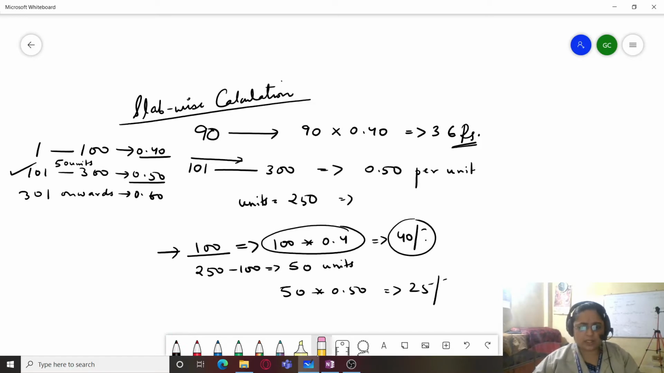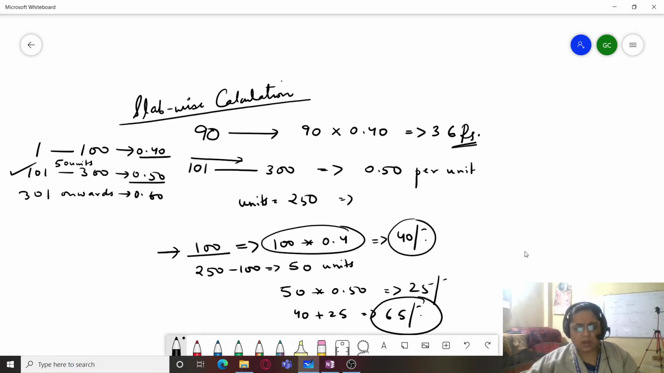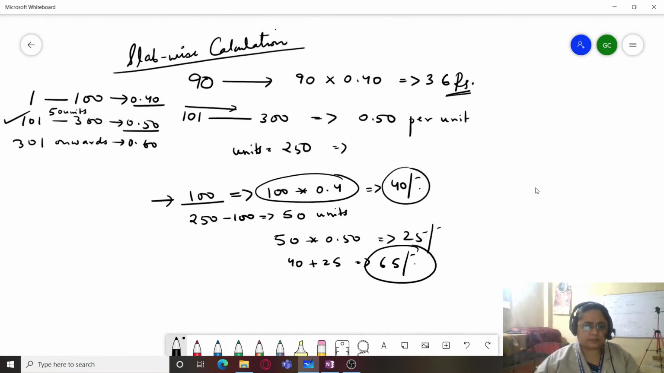So you will be charged 25 rupees for the next 50 units. Hence you will have to pay a total of 40 plus 25, which is 65 rupees. So this is your total bill. Now I'll be taking a third case where you have a bill of 350 units. How will this be calculated?